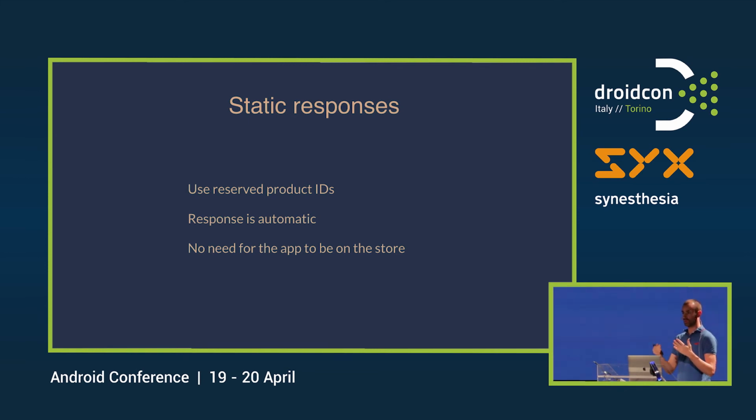It's always the same, so you can reliably test all the different states in your app, or most of them. And especially, this is a really good advantage: you don't need the application to be published on the store to use those reserved products, which is amazing when it comes to early prototyping. So you can just throw something together, use the reserved product, see the outcome, repeat.